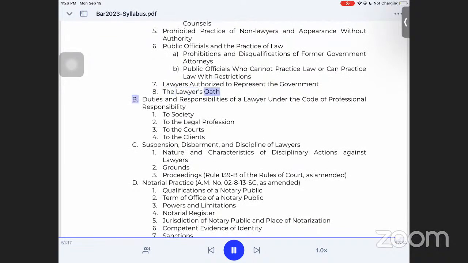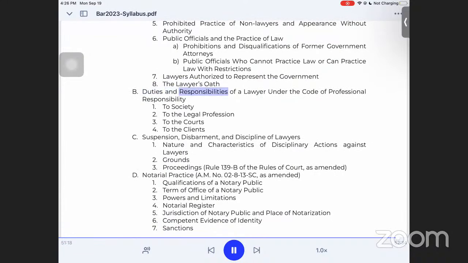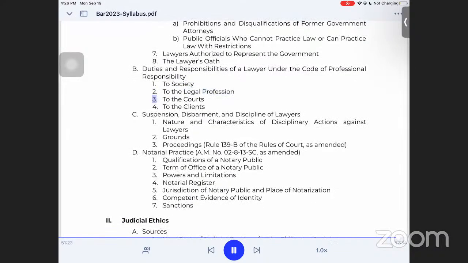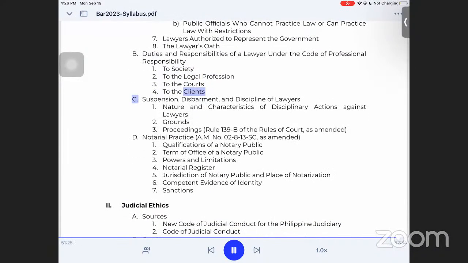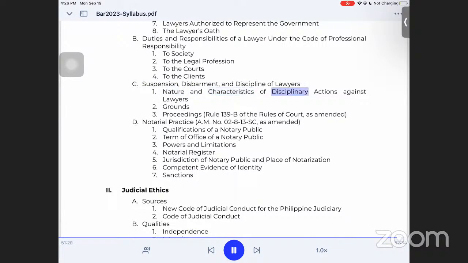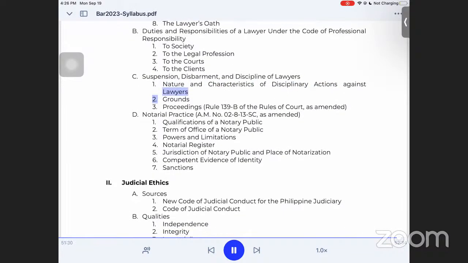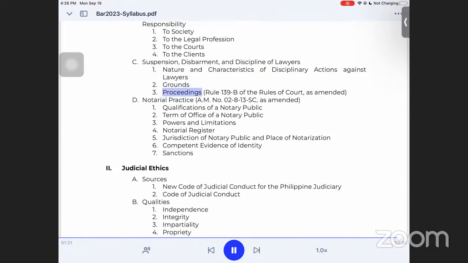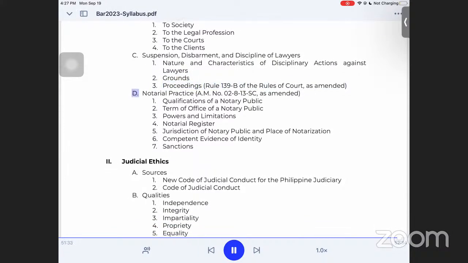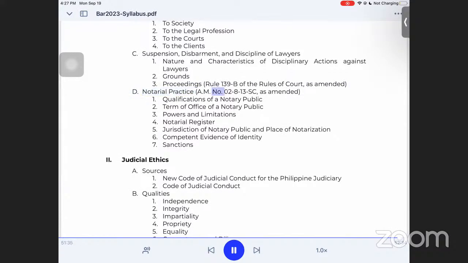8. The lawyer's oath. B. Duties and responsibilities of a lawyer under the Code of Professional Responsibility: 1. To society; 2. To the legal profession; 3. To the courts; 4. To the clients. C. Suspension, disbarment, and discipline of lawyers: 1. Nature and characteristics of disciplinary actions against lawyers; 2. Grounds; 3. Proceedings, Rule 139-B of the Rules of Court, as amended. D. Notarial Practice, A.M. Number 02-8-13-SC, as amended.